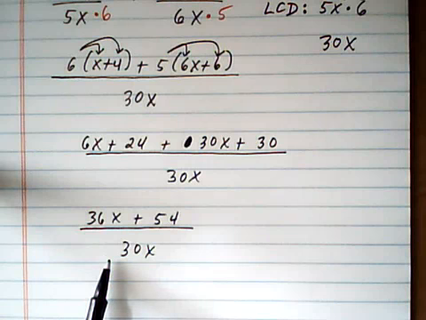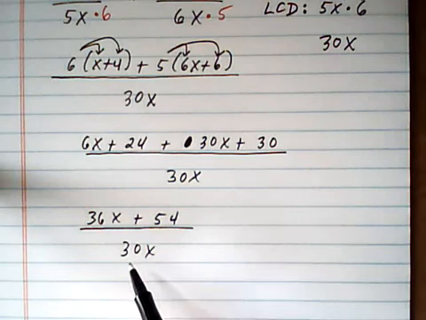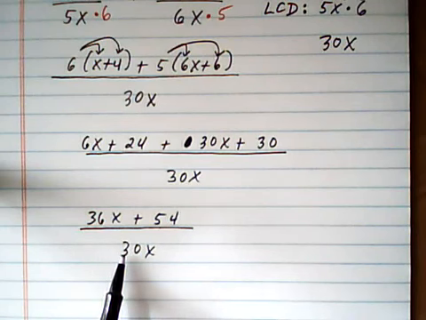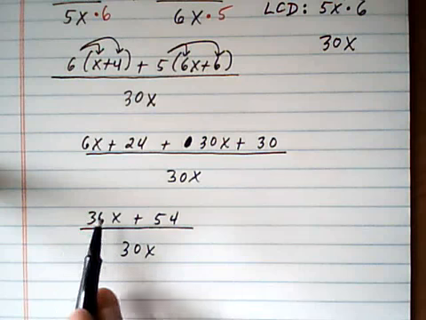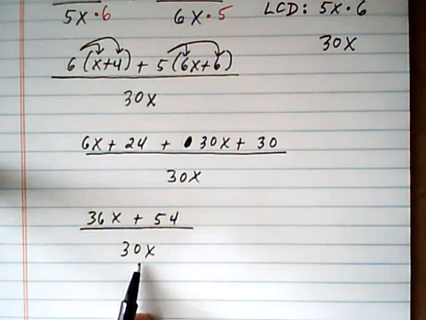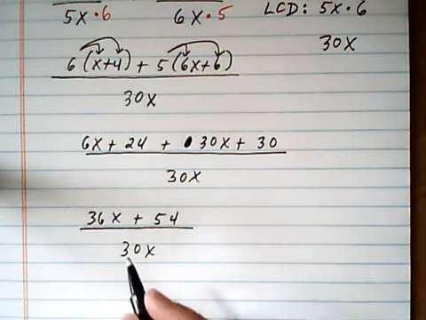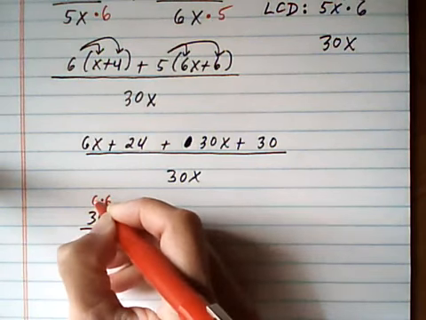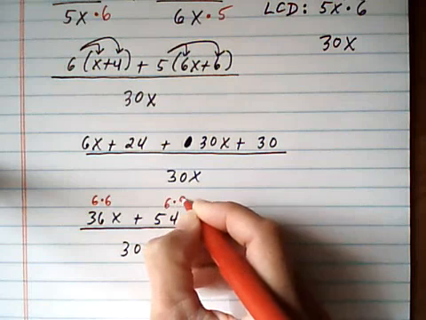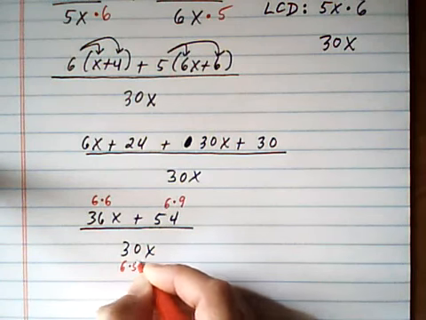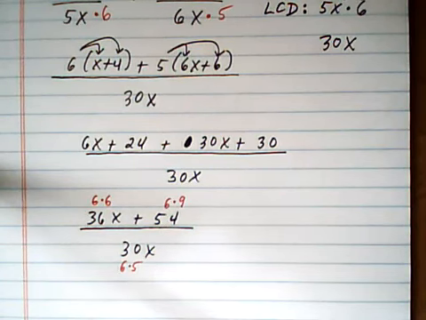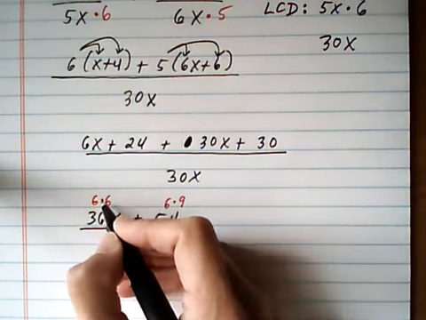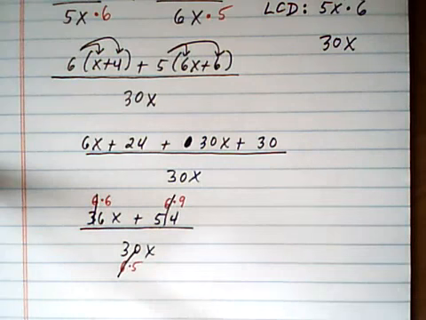Our next step is to figure out if we can cancel anything out. And what you want to remember for canceling out when you've got a rational expression, you can only cancel something, a factor, that every single term contains. So let's go ahead and see what everything contains. It looks like we could rewrite 36 as 6 times 6, 54 is 6 times 9, and 30 is 6 times 5. That means it's okay for us to cancel 6 from everywhere. So 6 is gone, 6 is gone, and 6 is gone.